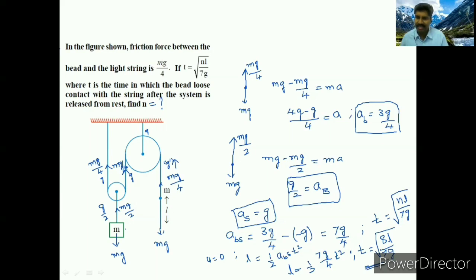Now this is the t value we got, but they gave t is equal to under root of nL by 7g. So compare these two. n is equal to 8. So this is the answer of this question. Okay. Next problem we will see.